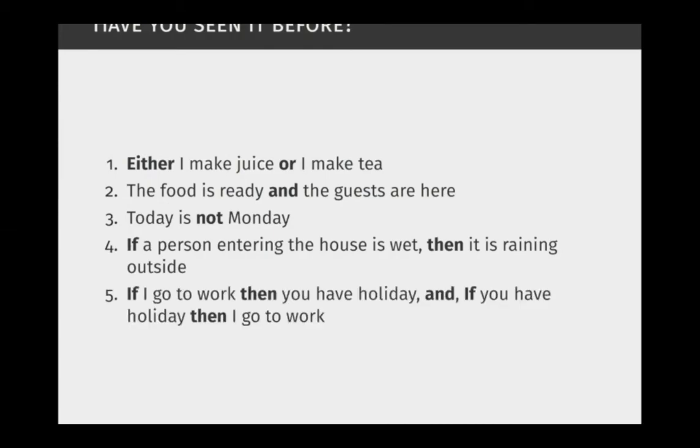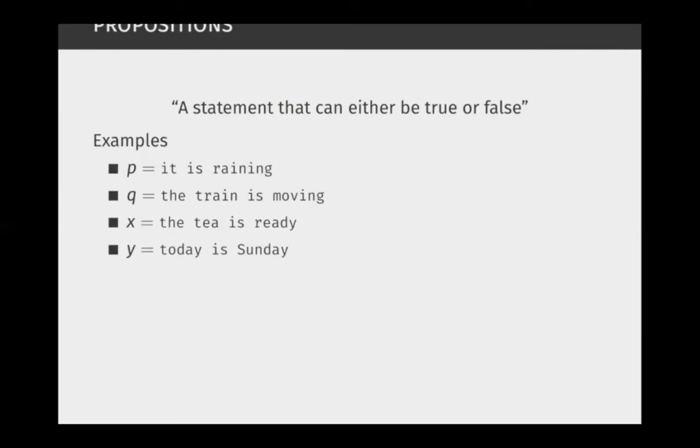And finally, if I go to work, then you have holiday, and if you have holiday, then I go to work. This statement is true if whenever I go to work, you do not go to work. For example, if we both go to work, then this statement is not true because according to the first half of the statement, if I go to work, then you have holiday. And similarly, if we are both on holiday, then this statement is also not true because according to the second part of the statement, if you have holiday, then I must go to work in order for this statement to be true.